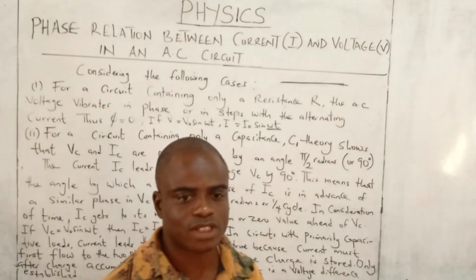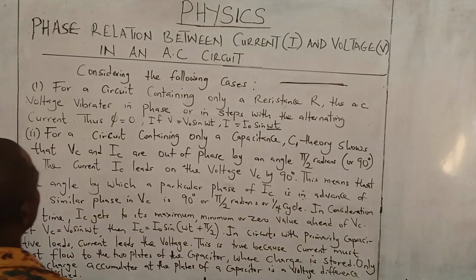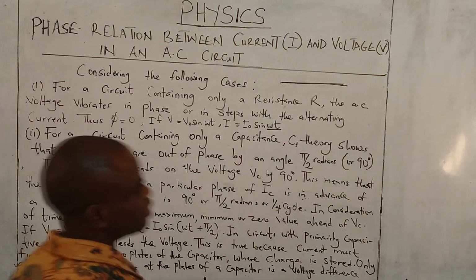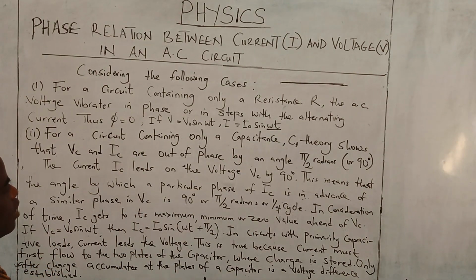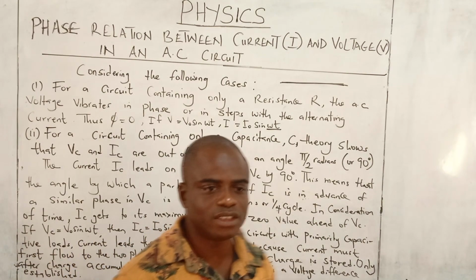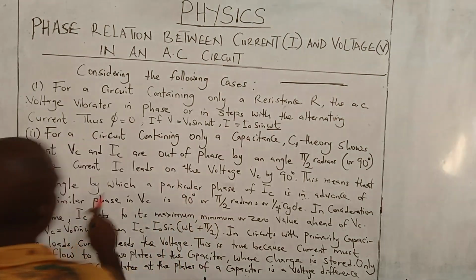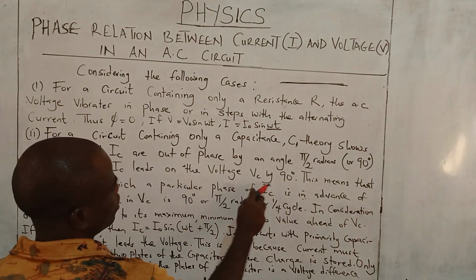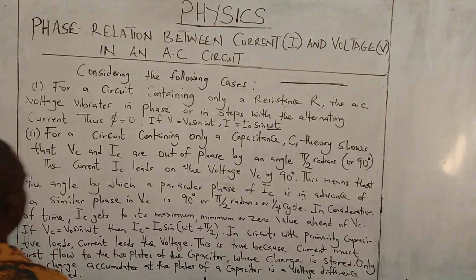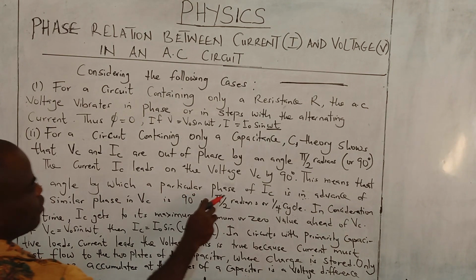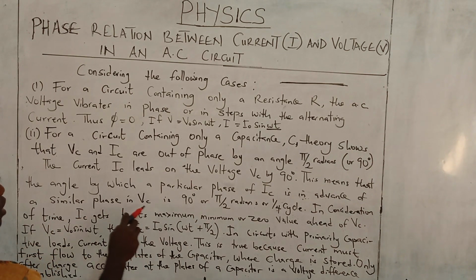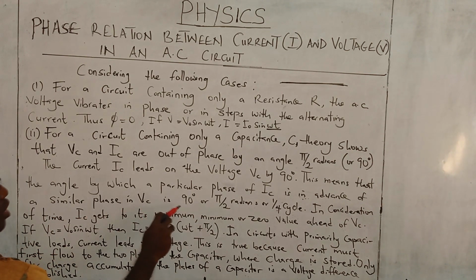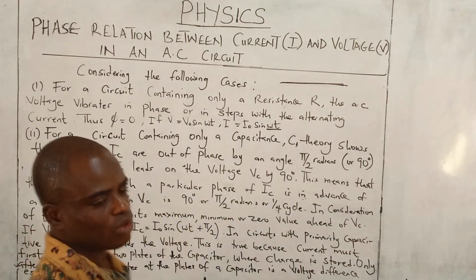and theta equals omega t, that's the phase angle. And for a circuit containing only a capacitance C, theory shows that VC and IC are out of phase by an angle of 90 degrees. Good. Now, the current IC leads the voltage VC by 90 degrees. This means that the angle by which a particular phase of IC is in advance of a similar phase in VC is 90 degrees, or pi over 2 radians.